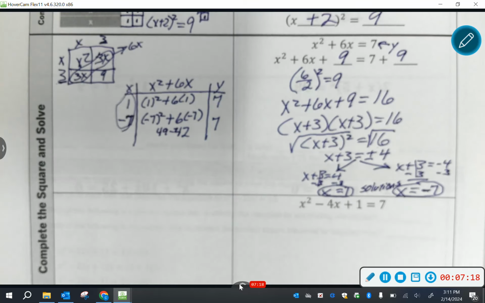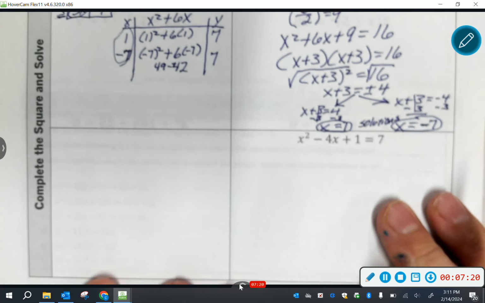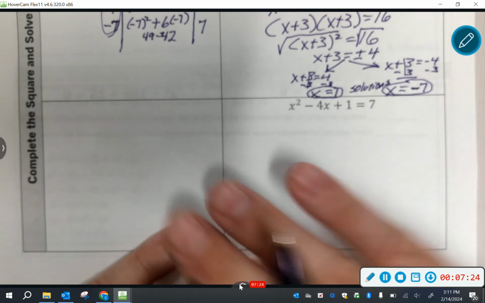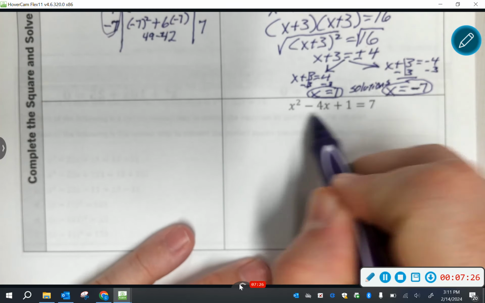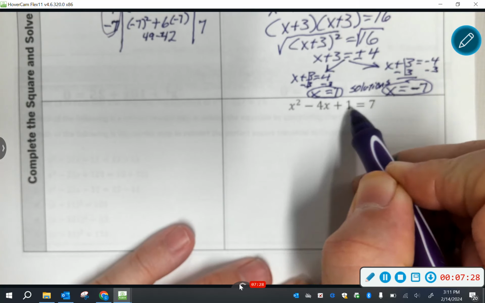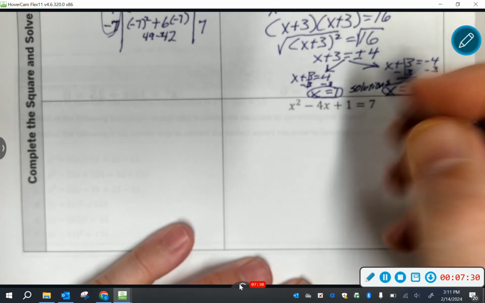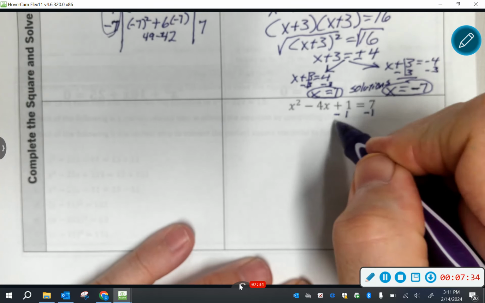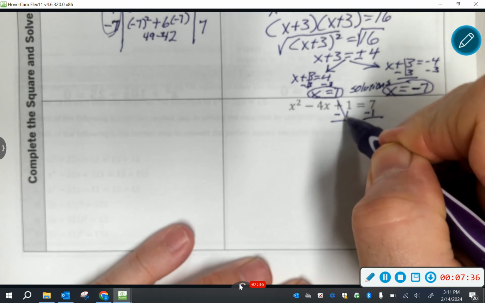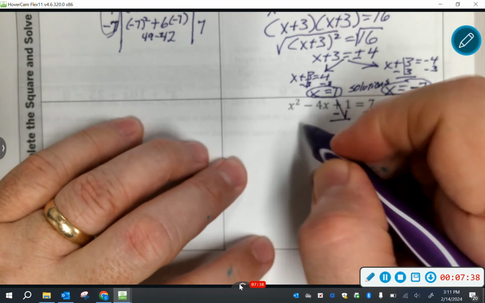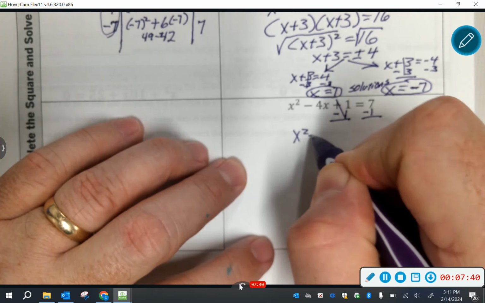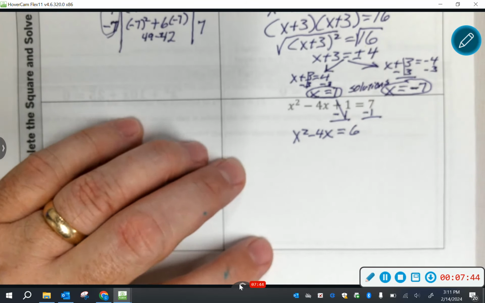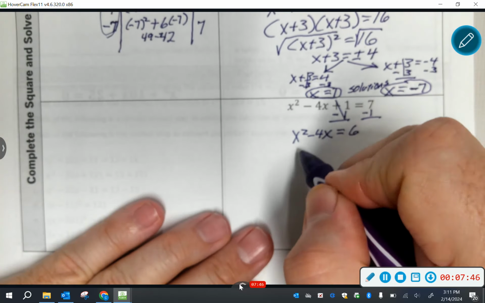All right, next one. Okay, now this one's a little different. We'll have an extra step. Now remember, for completing the square, we want our constants over here. So our first step will be to subtract 1, subtract 1. So this will cancel, and so that's going to give us x squared minus 4x is equal to 6. So now we're ready to do completing the square.